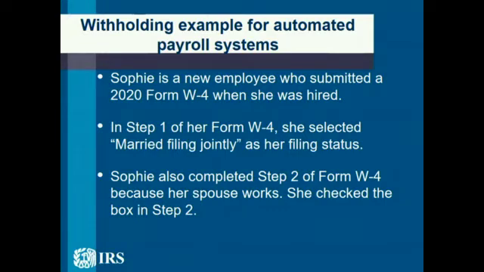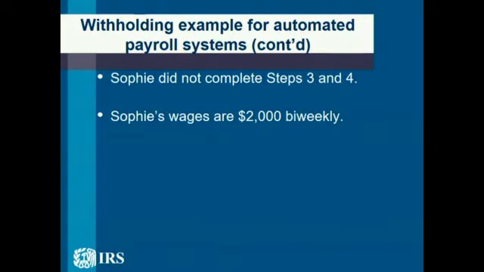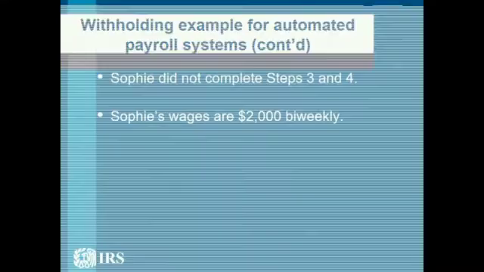Sophie is a new employee. She submitted a 2020 Form W-4 to her employer when she was hired. In step 1 of her Form W-4, she selected married filing jointly as her filing status, and she also checked the box in step 2 because her spouse works. Sophie did not complete steps 3 and 4 because they did not apply to her situation. Sophie was paid $2,000 every 2 weeks, so she's on a biweekly payroll period.